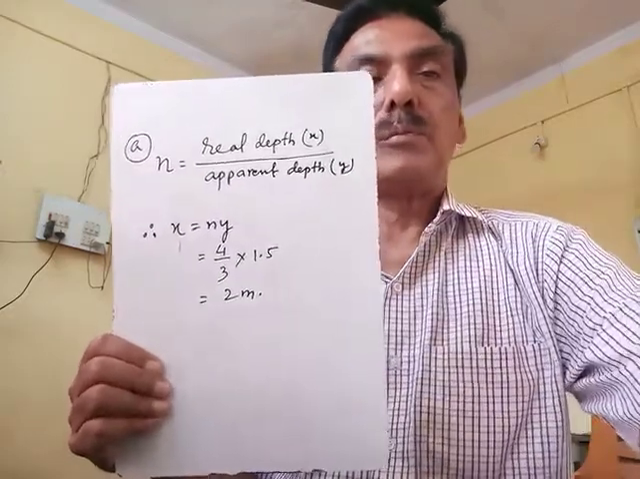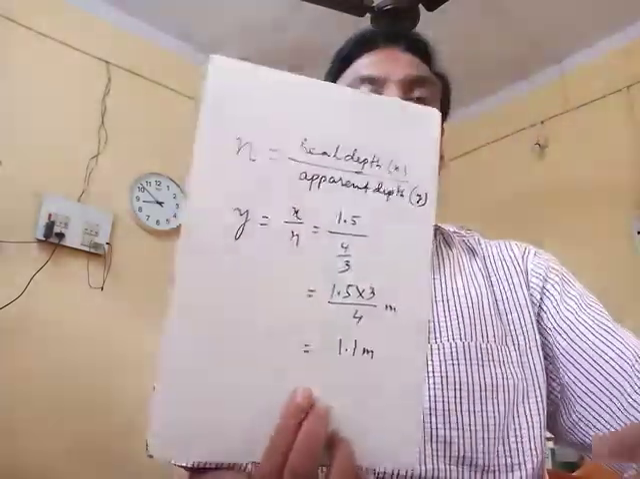Now one more question related to this apparent depth. The question is: if 1.5 meter were the actual depth of water, then what is the apparent depth? It is given that the refractive index of water is 4 by 3. So see the solution here.